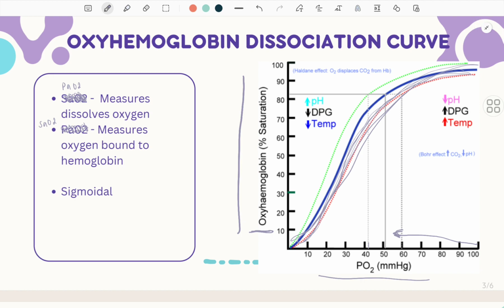Okay, now this is all my understanding. This is all of what I can understand of the oxyhemoglobin dissociation curve. So if it's a little bit unclear, I'm very sorry about that. But this is my complete understanding of the oxyhemoglobin dissociation curve.